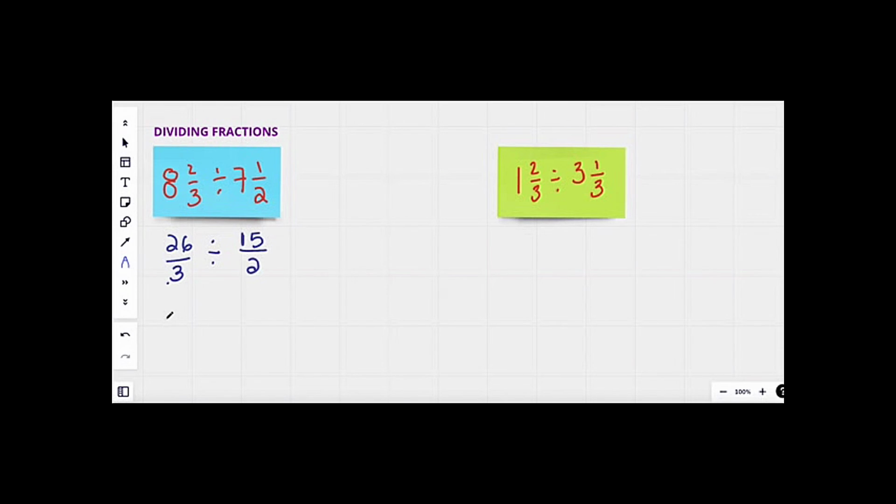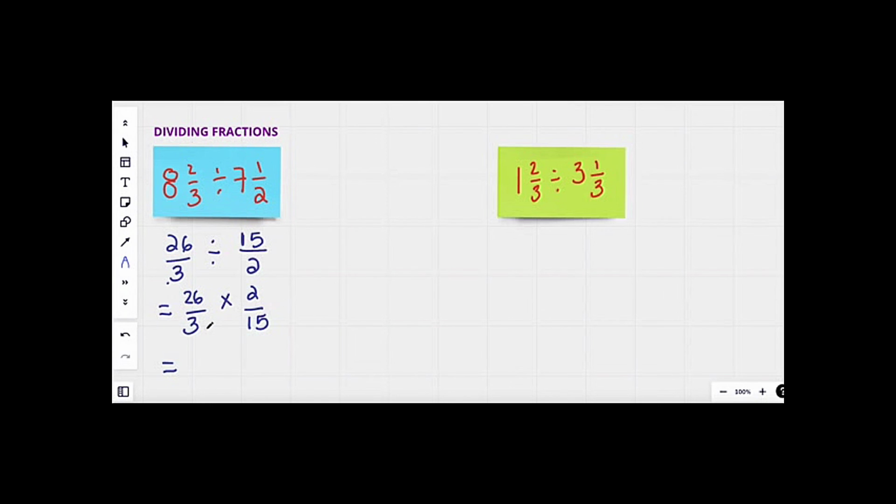So we're ready to move on to the next step, which is, because we're dividing, we're going to change our sign to multiplication. So our first fraction stays the same, that doesn't change. Our sign changes to multiplication, and now we flip the fraction. So the 2 goes to the top, and the 15 goes at the bottom. Okay, perfect. Now we take a look and see, do we have any opportunity for canceling or reducing the fraction before we actually proceed to multiply?